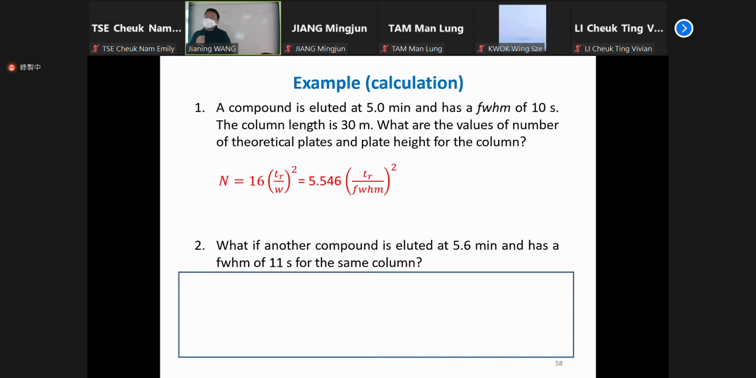Sometimes in a real question, we may not be told the term retention time directly. In this example, we just say some compound is eluted at 5 minutes, meaning the retention time for this compound is 5 minutes.